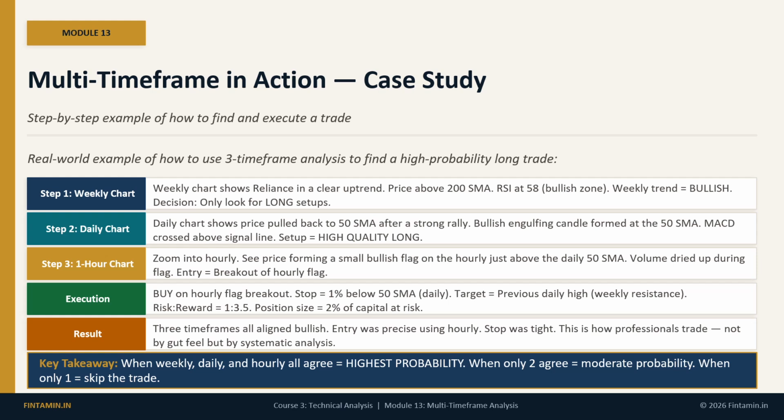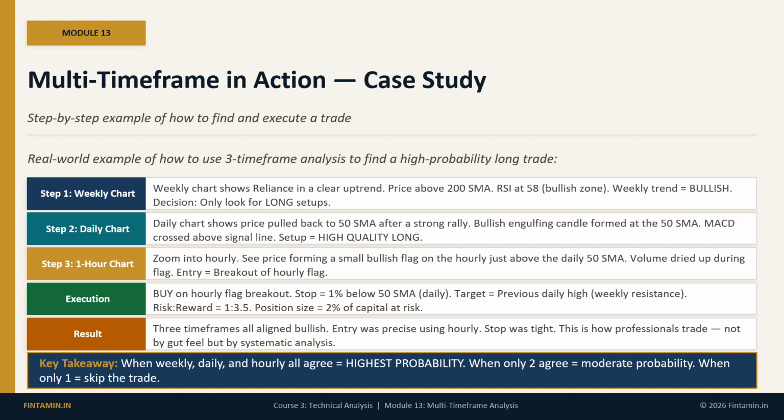Multi-time frame in action. Let me walk you through a real-world example of how to use 3 time frame analysis. Step 1 is weekly chart. You check Reliance Industries on the weekly chart. Clear uptrend, higher highs and higher lows for 6 months. Price above 50-week and 200-week SMA. RSI at 58, bullish zone. Decision, I will only look for long setups.